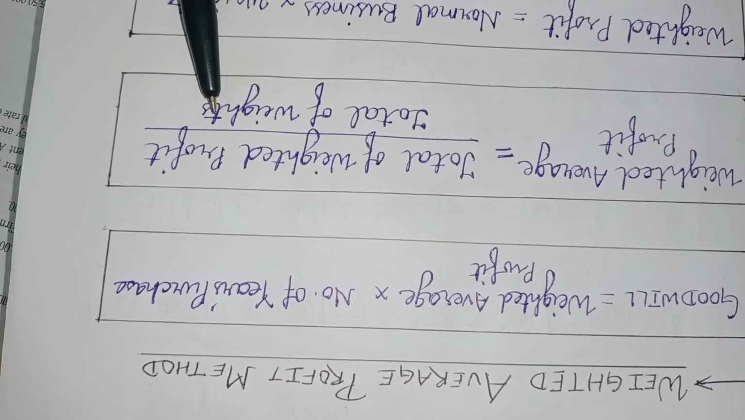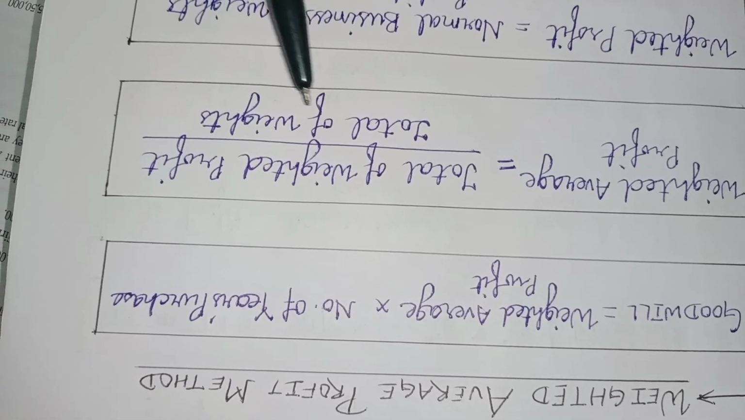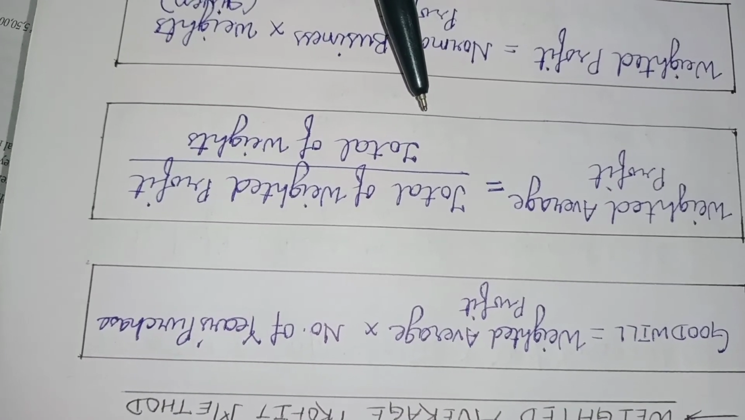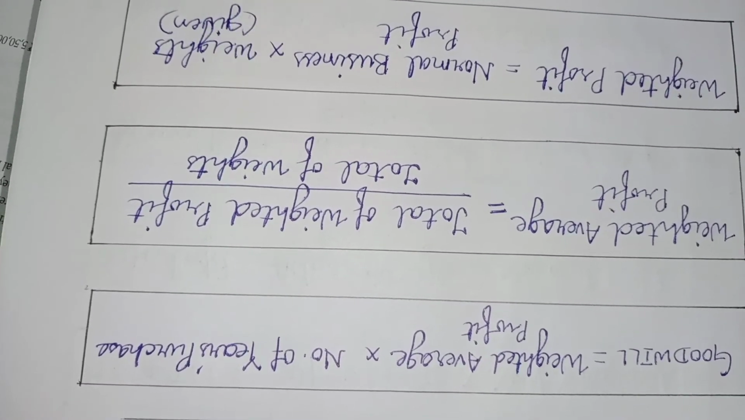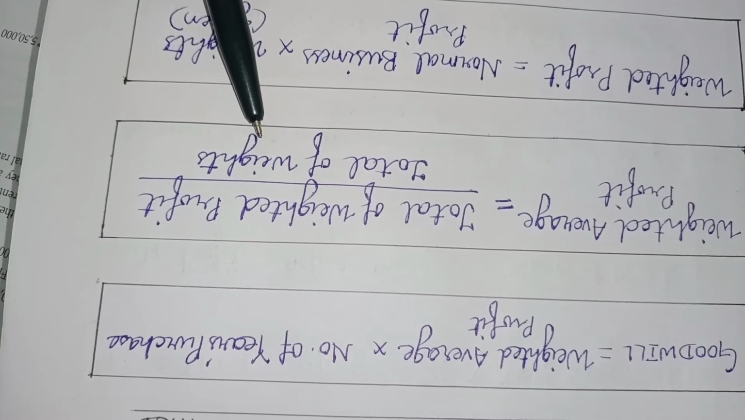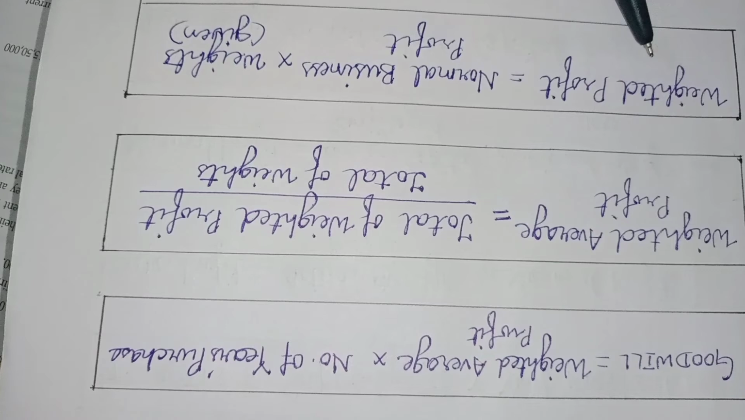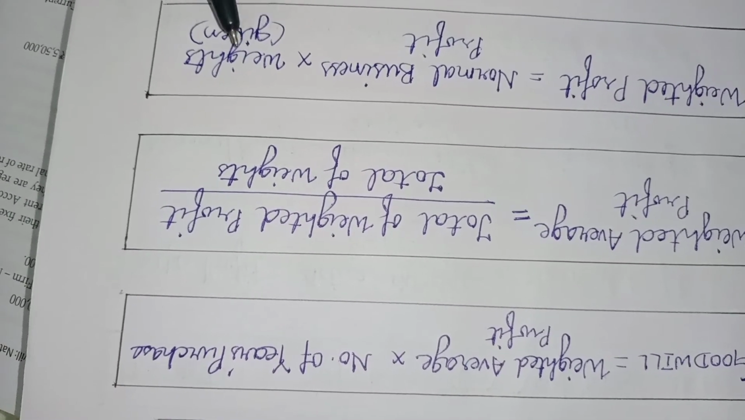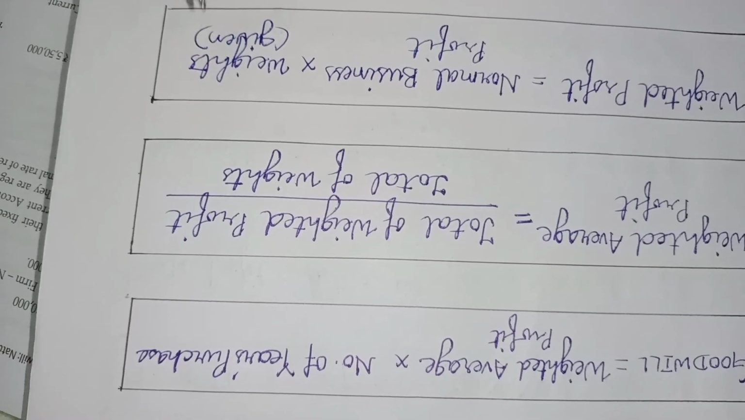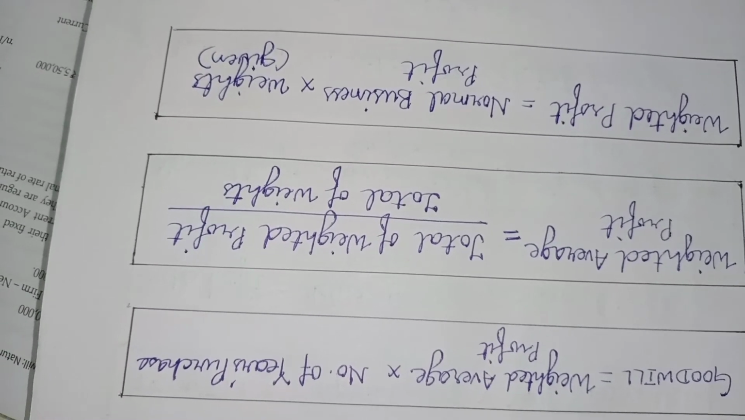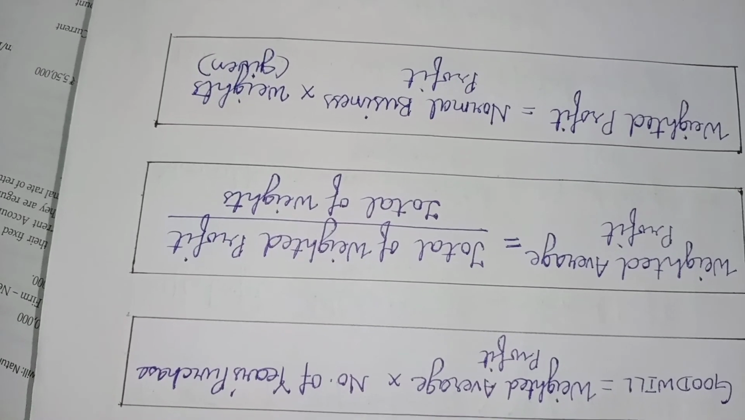Not the total number of years we are going to take, but the total of weights. The weights will be given in the question, that for the first year weight 1 is to be taken, for the second year weight 2 is to be taken. So whatever weights are mentioned in the question, we have to use those weights. Now weighted profit, how to calculate that? Normal business profit multiplied by weights, that will be given. Clear? So normal business profit will be calculated as per the discussions we had earlier.